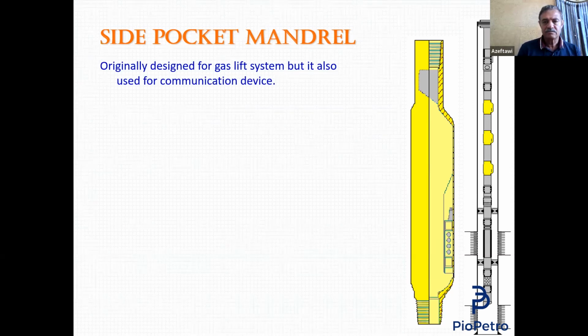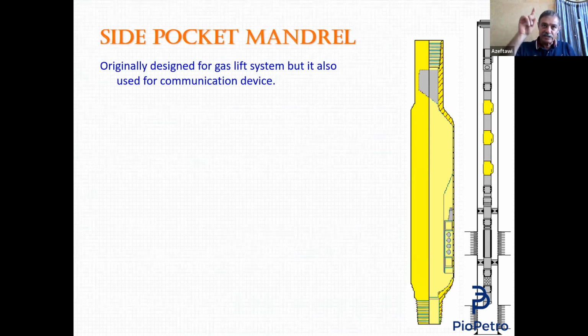How many of these mandrels will we have in a well? Is it 1, 2, 5, 6, 3? I don't know. It depends on the data you collect from the reservoir. Then you feed it to the software, and it tells you that, based on the data you give, you have to have three side pocket mandrels in this well. The first one you will put at a depth of 2,520. The second one, we put it at 5,10. The third one, you will set at 7,956.